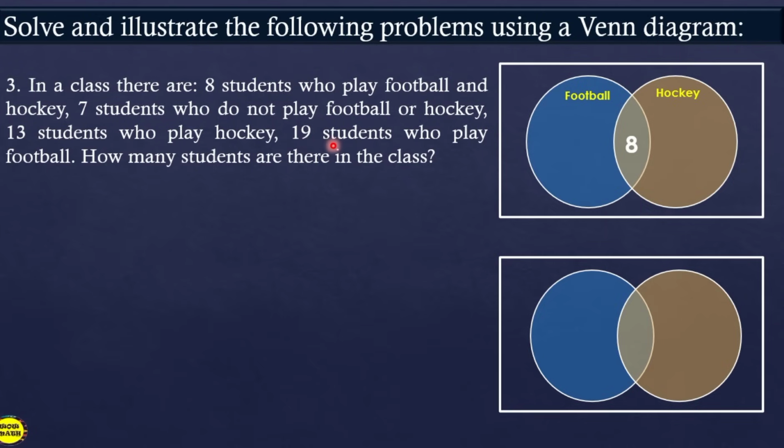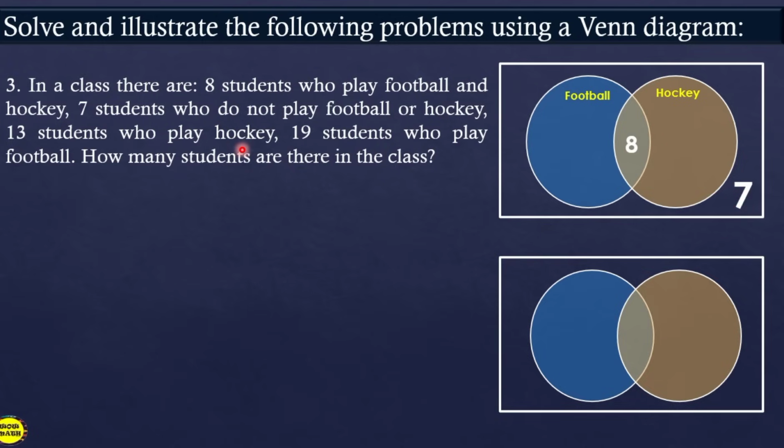Okay? So, ang nagpe-play ng football ay 19. And ang nagpe-play ng hockey ay 13. So, ilan yung hindi muna nagpe-play? So, that is 7. So, ilagay na po natin yung 7. Okay? So, 7, wala siyang nilalaro dyan sa dalawa. Baka nagja-jackstone siya. Okay. So, dito sa ating problem, so 8 yung nagpe-play ng dalawa, 7 hindi.